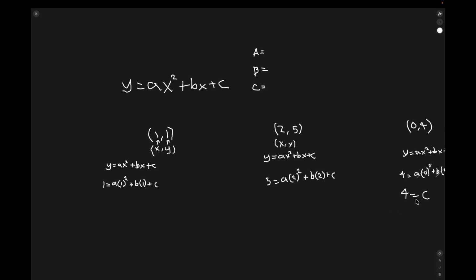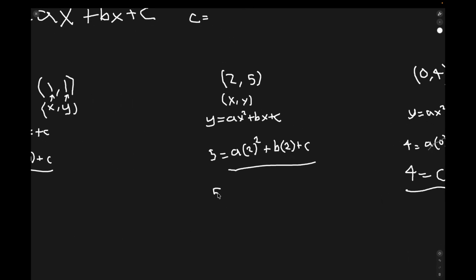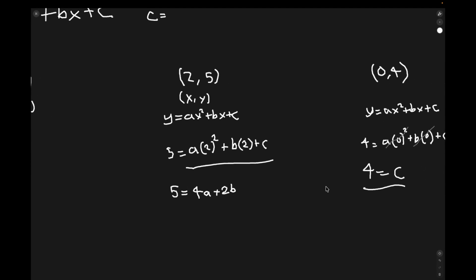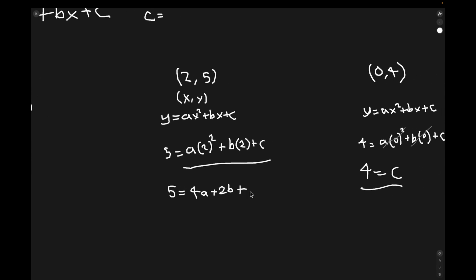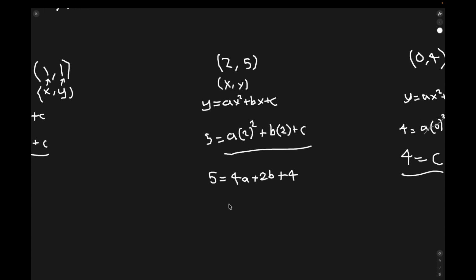Now, for these ones, wherever we see a c, we're going to put in a 4. So we'll start with the second point: 5 equals, 2 squared is 4, so that's 4a plus 2b plus c, or 4. Let's minus 4 from both sides to give us 1 is going to equal 4a plus 2b.